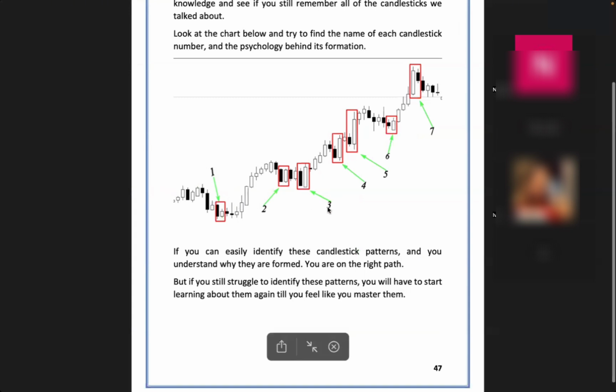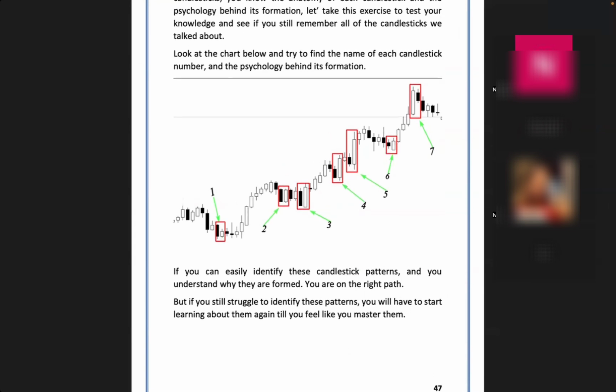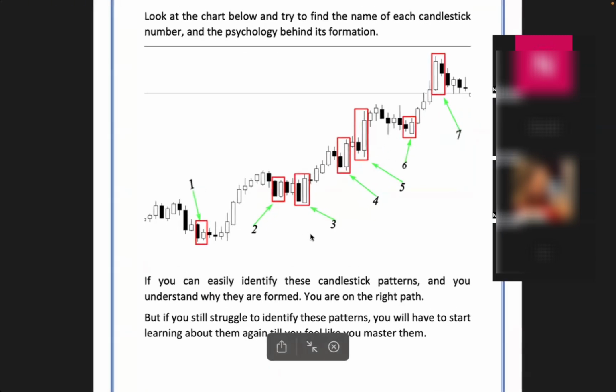We have 7 different candlestick patterns here, and we are 3. So each of you has to answer at least 3, and then maybe I'll do the bonus one. So who would start?